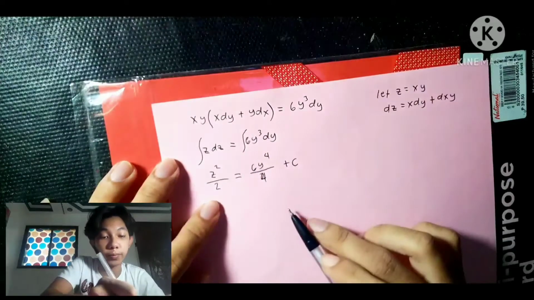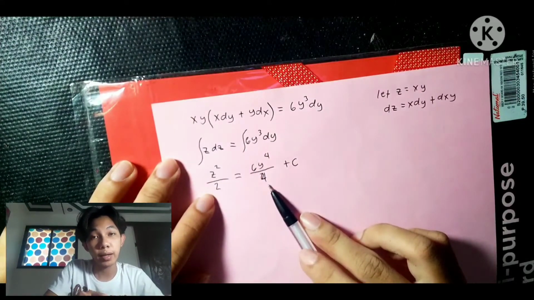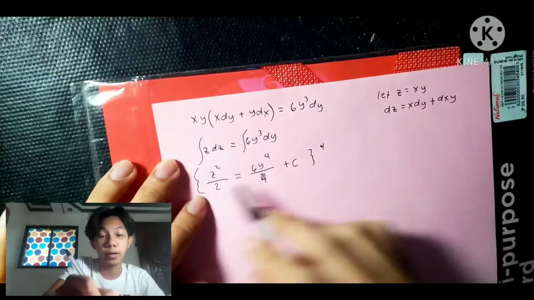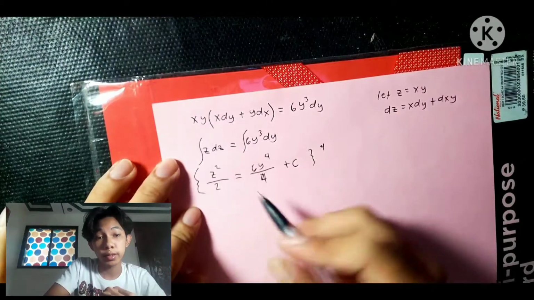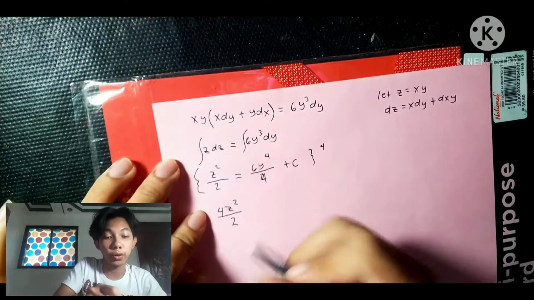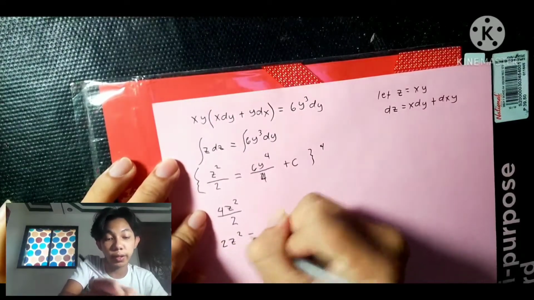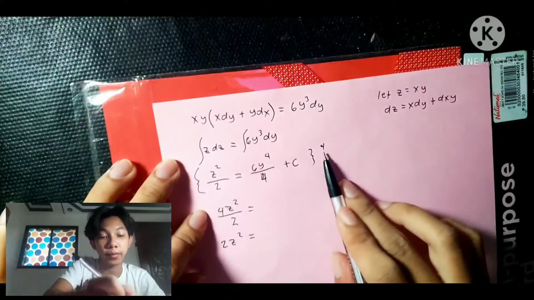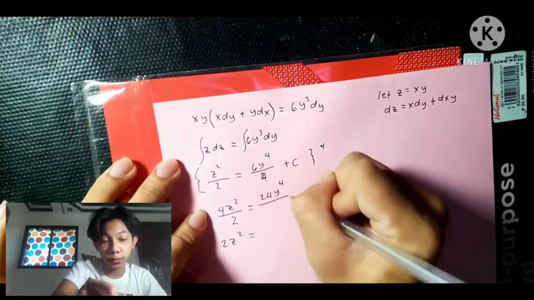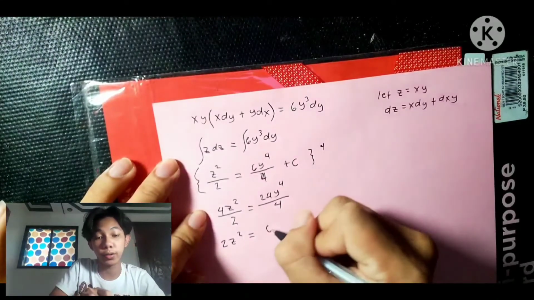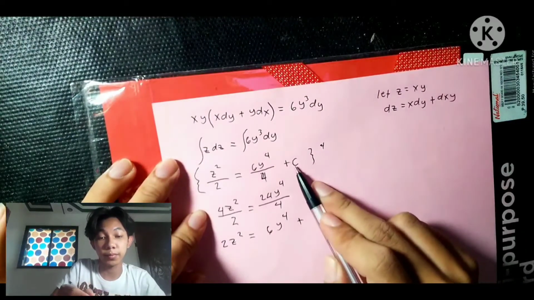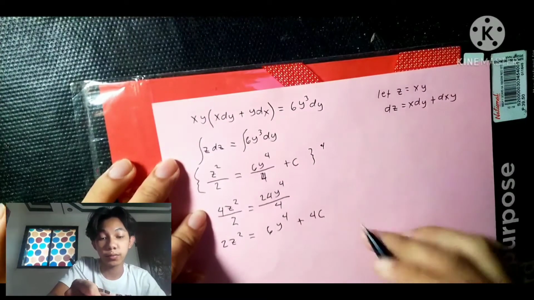So, yun, for 4. So, yun, makikita natin may denominator. So, pwede natin siyang i-multiply by 4. Multiply natin both sides by 4. So, 4 times z squared over 2 is 4z squared over 2 or 2z squared is equal to, and then 4 times 6y raised to the 4th over 4 is 24y raised to the 4th over 4 or 6y raised to the 4th plus 4 times c is 4c.